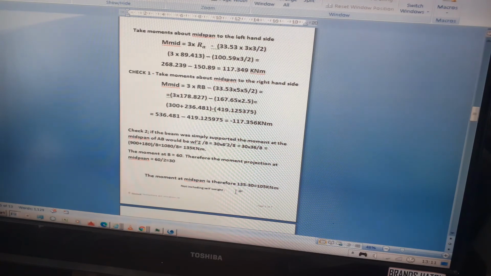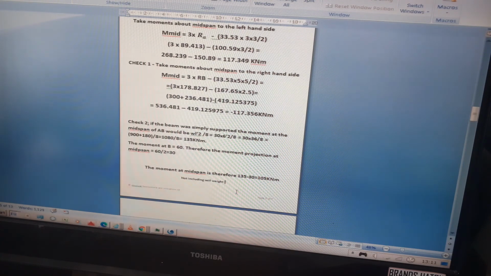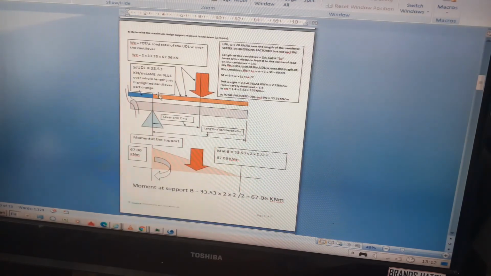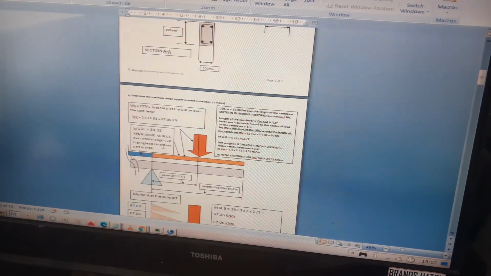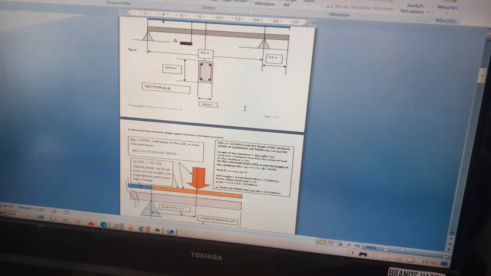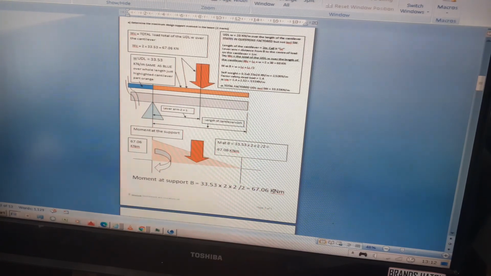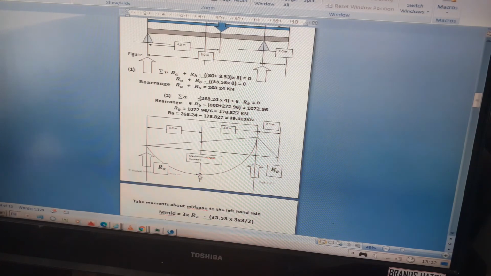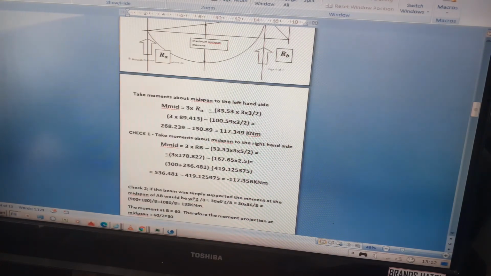This video is getting a little bit long, so I'm going to make this into a 2 or 3 part video. For the rest of this question, I'll link the next video into this video. In this video, we've worked out the moment at the support B is 60 kilonewton meters, or with the self weight that's 67.07, and we worked out that the moment at the middle of the span of AB is equal to 117.356.